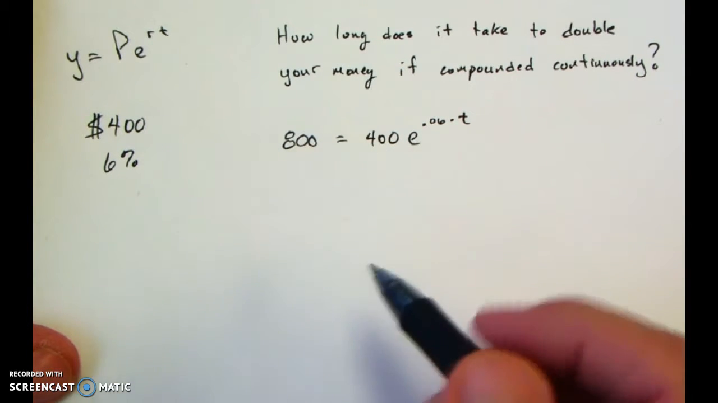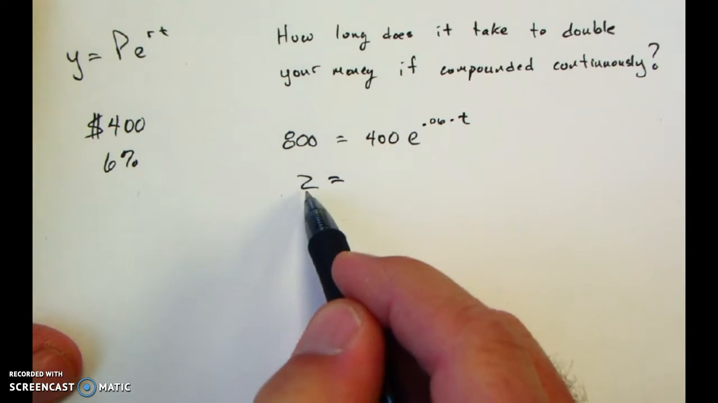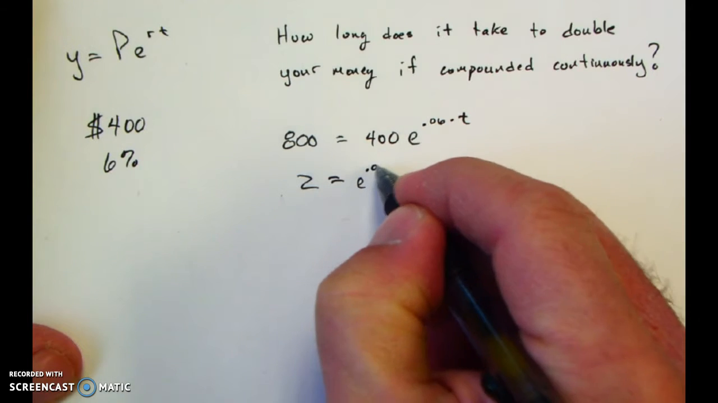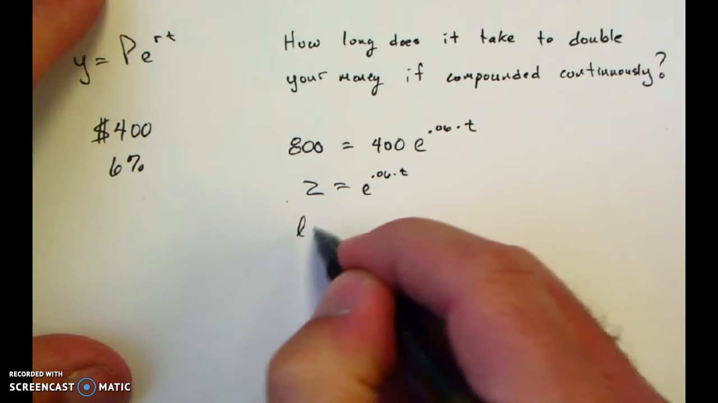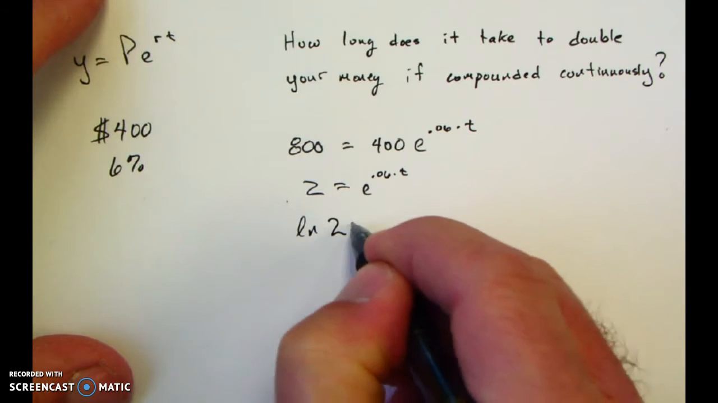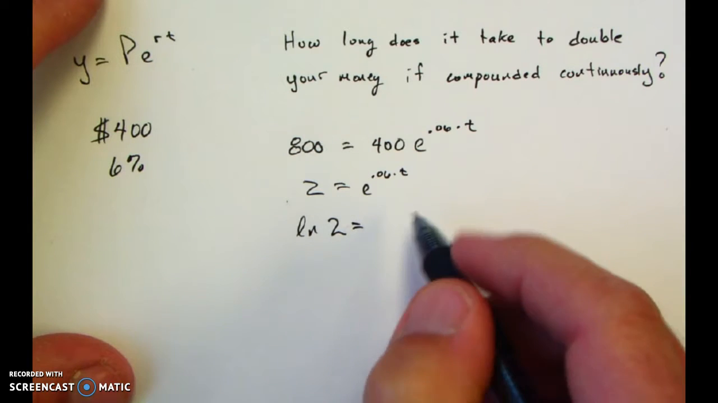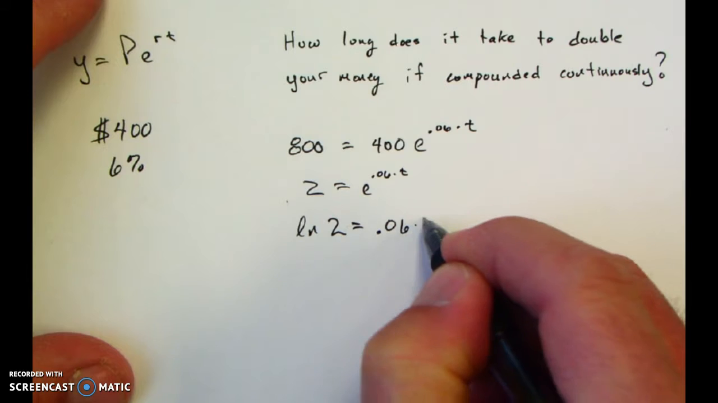First, I'm going to divide both sides by 400. We know we're doubling our money, so that's why we're looking at the 2 there. We have our e raised to the 0.06 times t. And if I take the natural log of both sides, what that looks like is the natural log of 2 would then be equal to natural log of e. Those are inverses, they cancel each other out. So we're looking at the 0.06 times t.